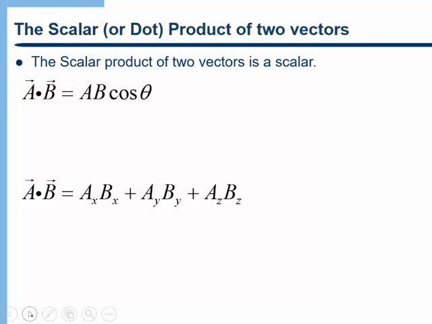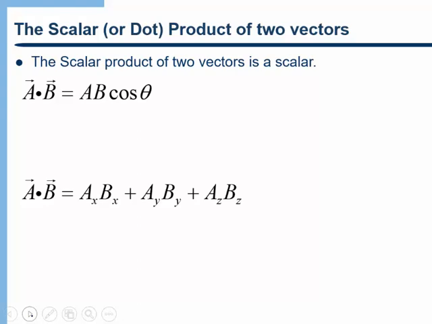Let's talk a little bit more about this idea of vectors and scalars. When we covered vectors earlier in the course, we talked about how to add vectors, subtract vectors. We talked about how to multiply a vector by a scalar. But you'll notice what we haven't talked about yet is what happens when you multiply vectors together. It turns out there are two different ways to do that. We're going to talk about the first one here, which is called the scalar or dot product.